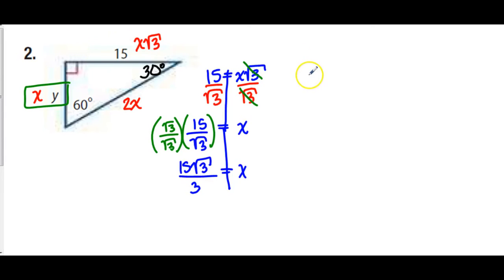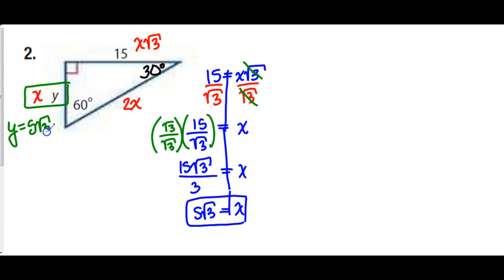And then we need to ask ourselves, are we done? Is there something else that I can do? I see here 15 divided by 3, and I can do that. And we get as a final answer, x equals 5 root 3. So that means that this, x equals 5 root 3, the relationship, this side length represents x, so our answer y equals 5 root 3. And we're done with number 2.